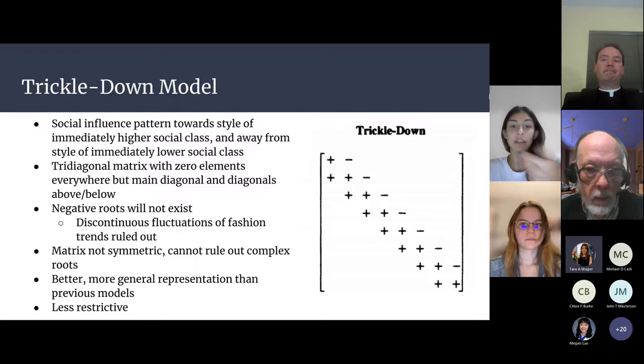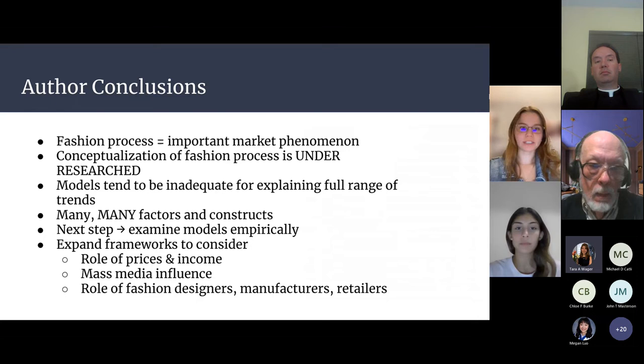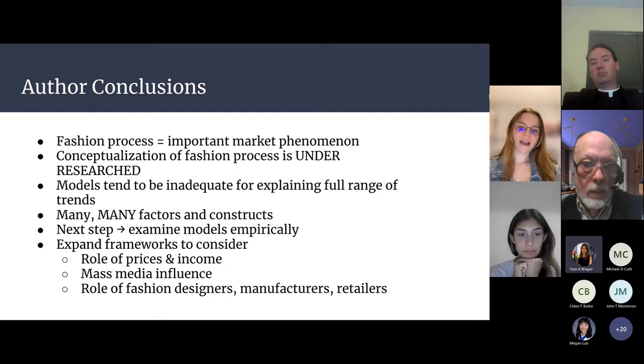So the author's conclusion is that the fashion process is important to the market phenomenon. It's conceptualized, but the fashion process is under-researched, and there needs to be more research to actually create more models that are adequate to explain the full range of the trends. Many, many factors and constructs go into this just because we need to take people's preferences. You have to get so much data. And the next step would be examining models empirically. So we need to explain frameworks to consider the role of prices and income, mass media influence, and the role of fashion designers, manufacturers, and retailers.